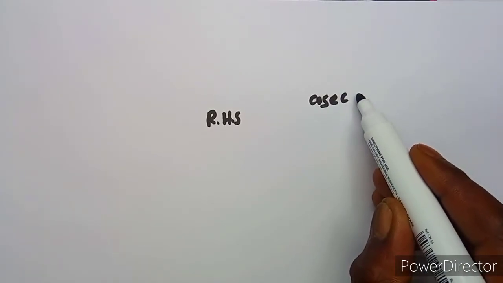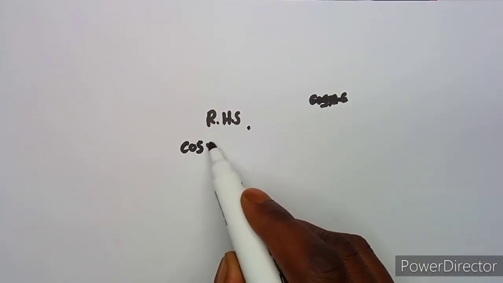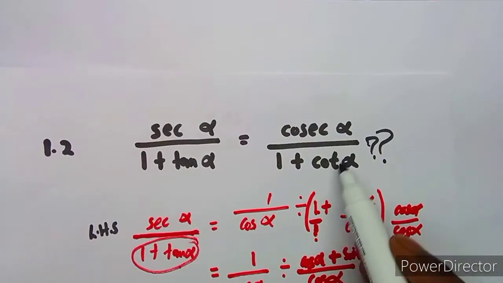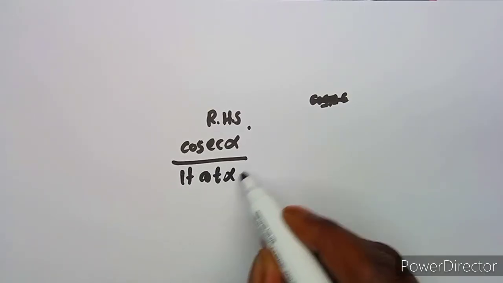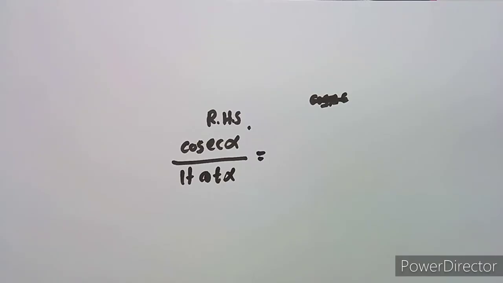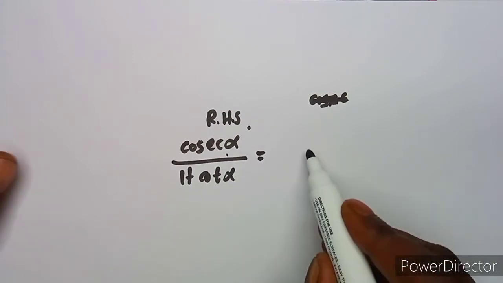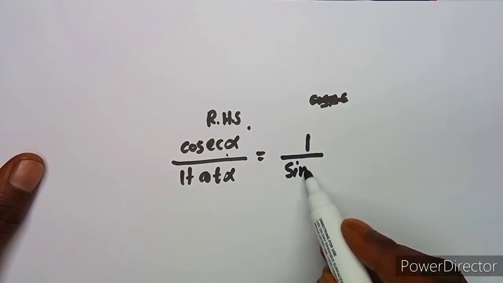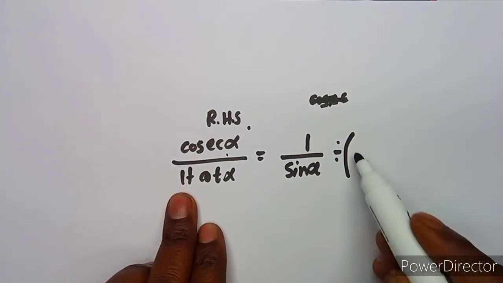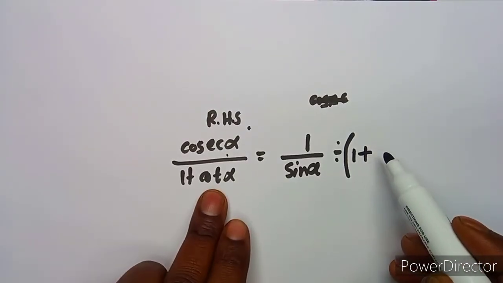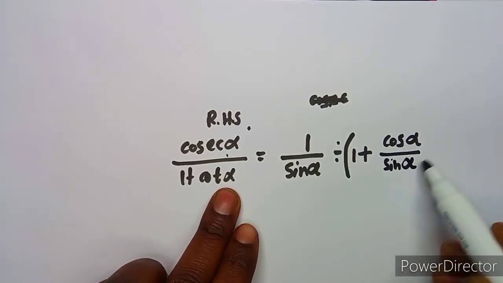So this is cosec. Let me just write it here. This is cosec alpha here on our right hand side, over 1 plus cot alpha in this case. So just like what we did here, we are just going to simplify, doing the same thing, separate. So cosec is 1 over sine. So we're going to have 1 over sine alpha divided by, so that we don't confuse ourselves, 1 plus cot, which is cos over sine. So it's cos alpha over sine alpha, like that.